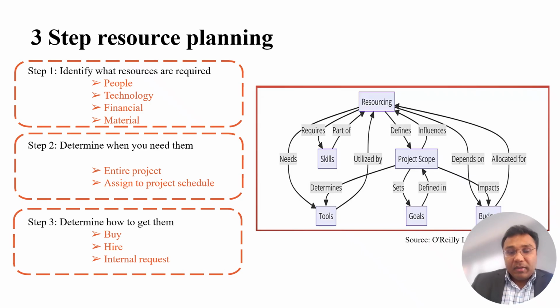The project goal will definitely influence your resourcing. It sets different goals and objectives for your project, and the goals and objectives are defined back to the project scope. And if you look at the budget, it depends on how many resources you need. So it's directly linked to your resources and how you're going to allocate from that. So that's pretty much the relationship, or interlink, between resourcing and different elements of projects.